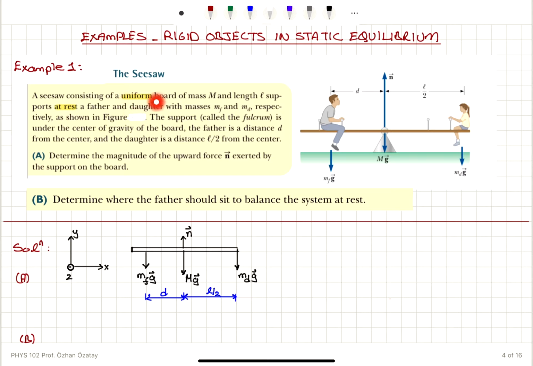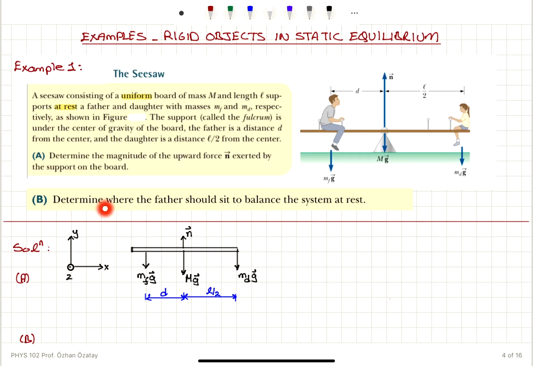Since this is a uniform board, and we have seen that center of gravity and center of mass locations are the same if we have a uniform gravitational acceleration, which is the case here, the center of gravity will be right in the middle and the fulcrum is placed right underneath. The father is a distance d from the center, and the daughter is a distance L over 2 from the center. Part A, determine the magnitude of the upward force N exerted by the support on the board.